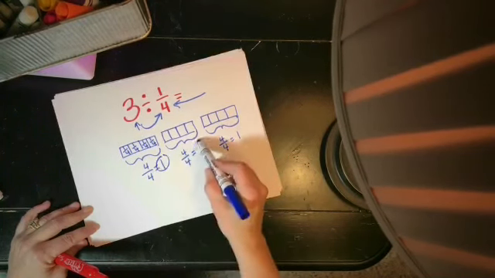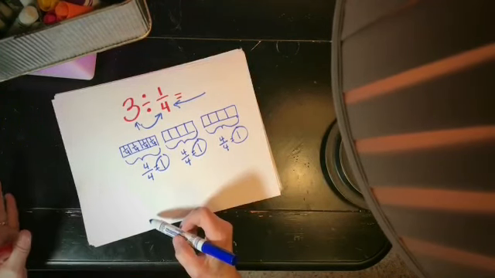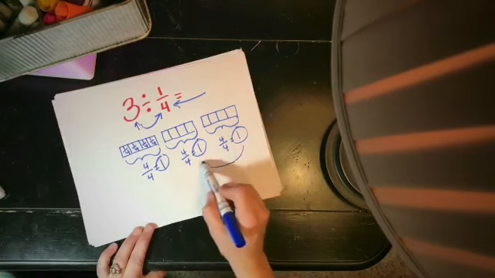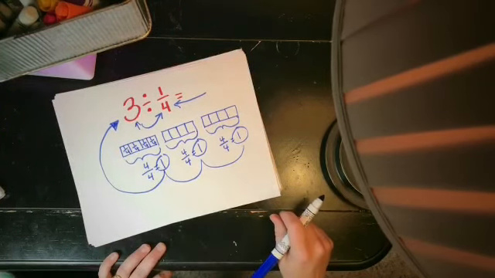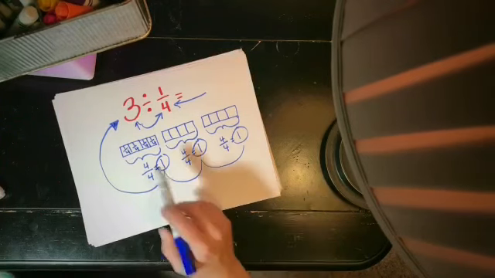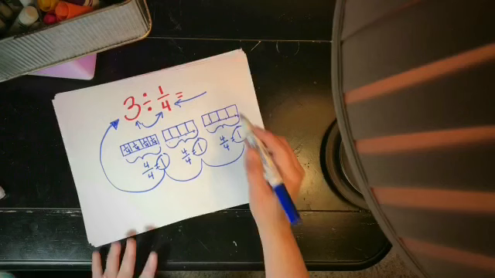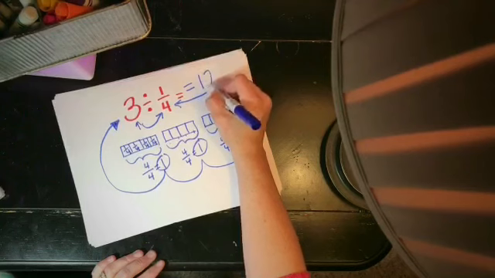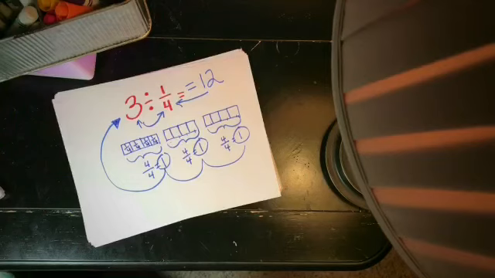So we have 1 whole, 2 wholes, 3 wholes, 3 whole rectangles, 3 whole candy bars, 3 whole whatever it is that you're working with. So we have these 3, and that makes up our 3 wholes. The question again is, how many 1/4 are in 3? So we had 1, 2, 3, 4, 5, 6, 7, 8, 9, 10, 11, 12. So 3 wholes divided by 1/4 equals 12. There are 12 1/4 in 3 wholes.